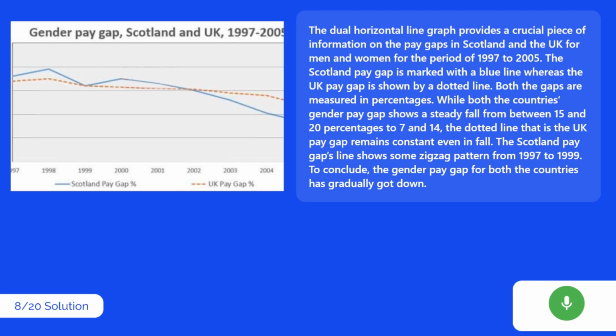While both the countries' gender pay gap shows a steady fall from between 15 and 20 percent to 7 and 14, the dotted line, that is the UK pay gap, remains constant even in the fall. The Scotland pay gap line shows some zigzag pattern from 1997 to 1999. To conclude, the gender pay gap for both the countries has gradually gone down.